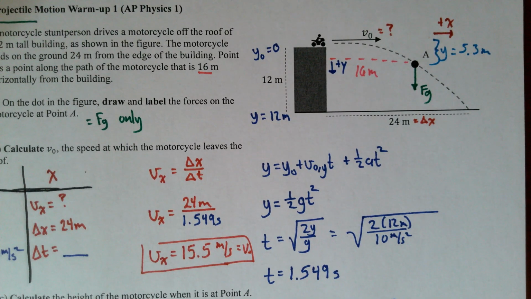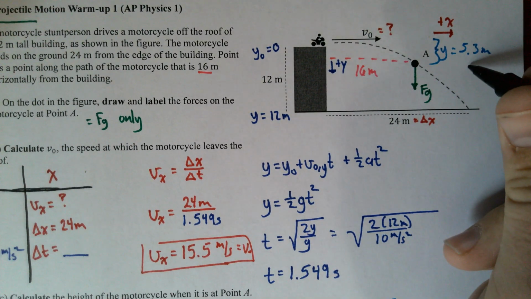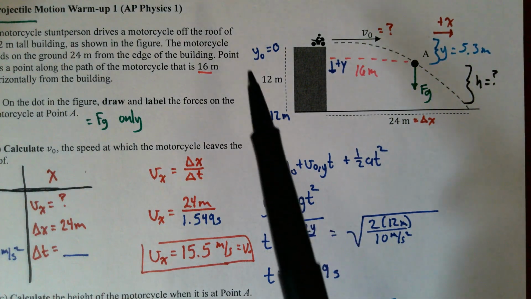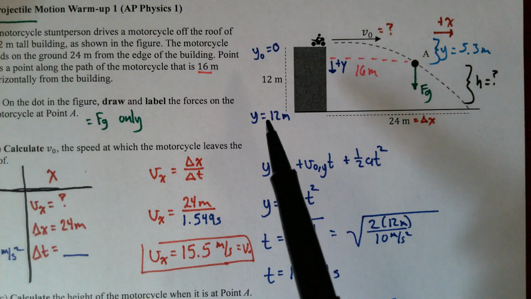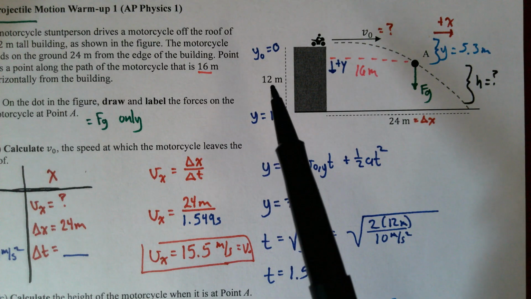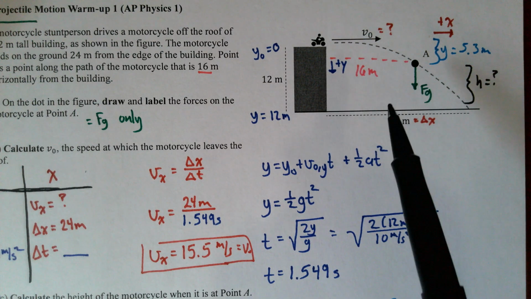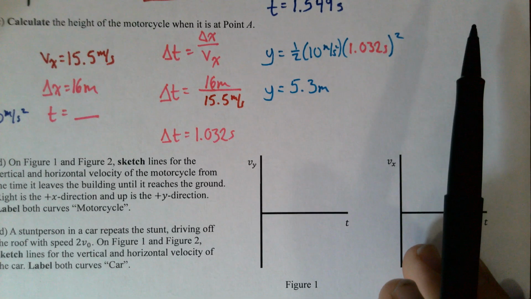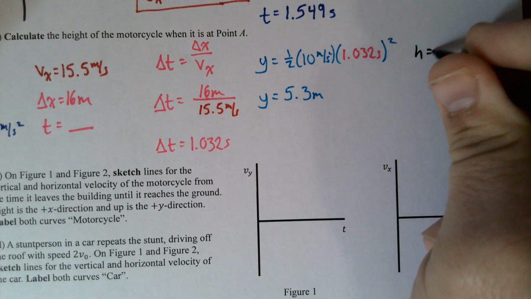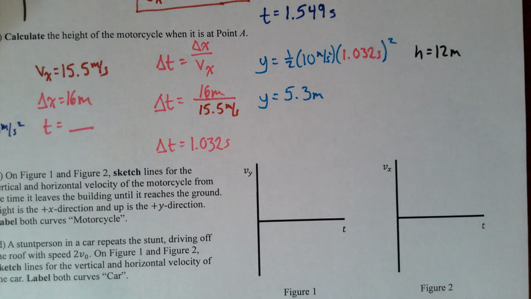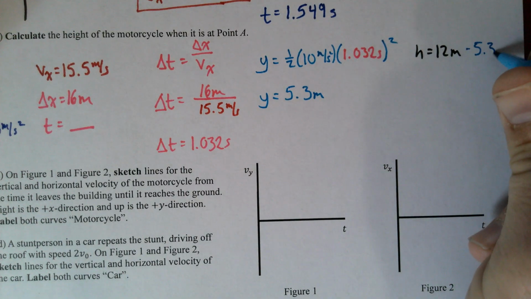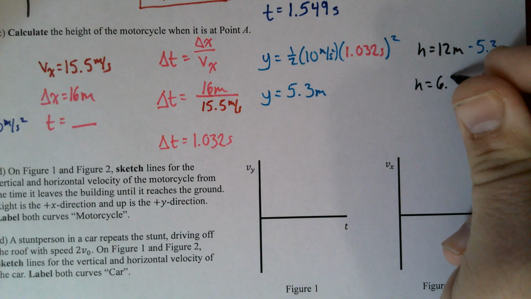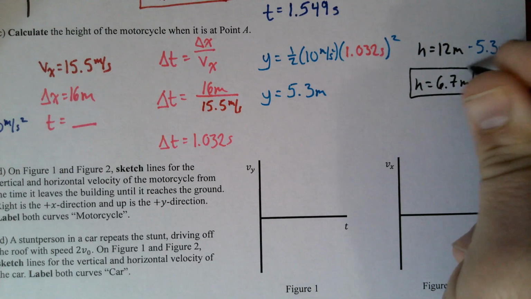The question asked me for the height, which I would measure from the ground. So this distance here is what I'm being asked to find. I can switch around my coordinate systems and make y the answer, but what I find easier is to figure out how far it falls, then figure out where the ground is, and then subtract. The ground is 12 meters away from 0. So the height of this motorcycle would be 12 meters minus that 5.3 meters. When you subtract those, you get a height of 6.7 meters. There's our height right there.